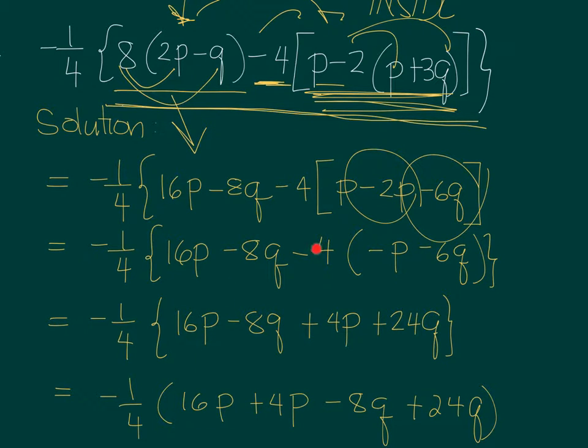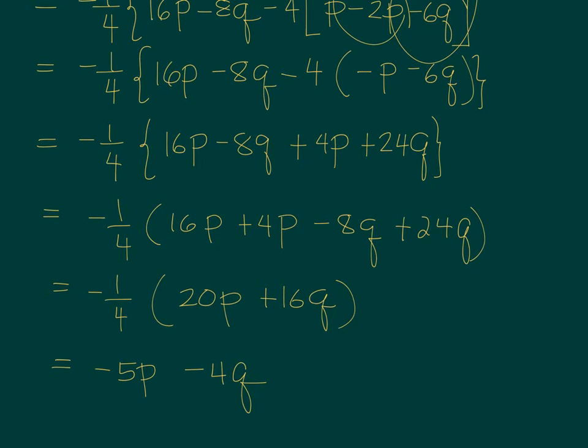So that is why we have to use the distributive law. Negative 4, this is a parenthesis, it means multiplication. So negative 4 times negative p is positive 4p. Negative 4 times negative 6 is positive 24q. And after that, you could already add the p's and the q's. So you could group together first the p's, group together the q's. See, I'm carrying the sign, minus 8q and then plus 24q.